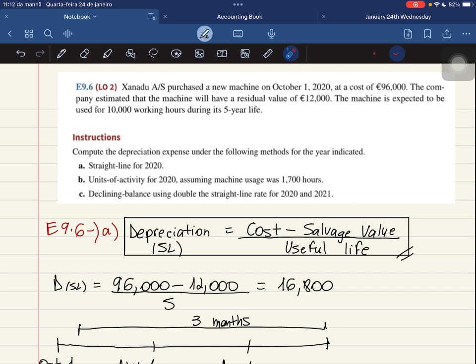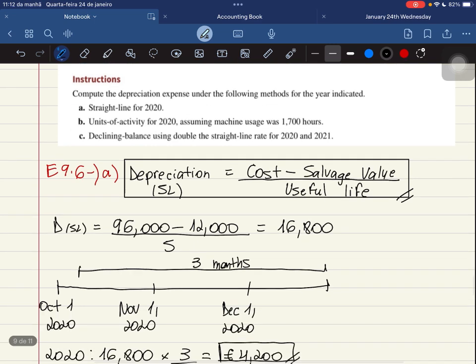Okay, sometimes here they said using double the straight rate, but sometimes they might not include this. They're just going to say declining balance. If they don't say anything, that means that you're doubling. You're going to multiply by 2 the straight line rate, okay? It's just that they might include this. If they include this, then that's better. But if they don't include it, then you still have to know that that just means that they want us to multiply the straight line rate by 2.